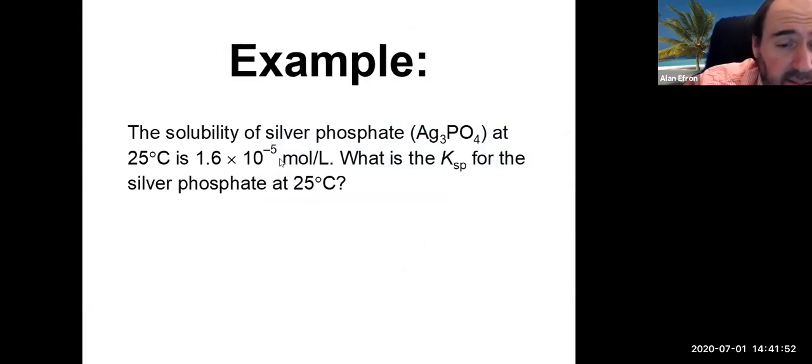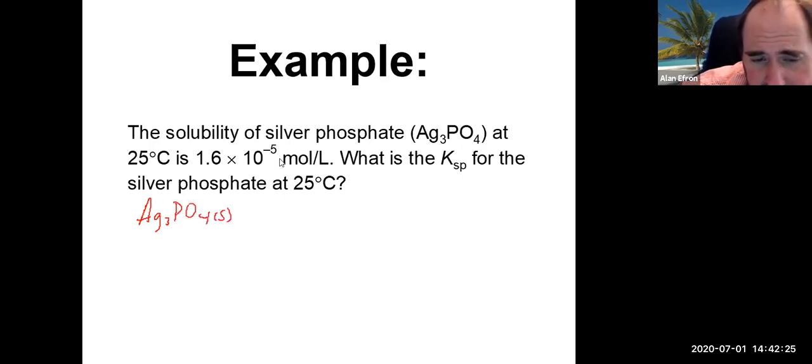So let's take a look at this example here, and we're going to talk about how you could do it. I'm going to show you two ways to do it, and show you that you don't necessarily have to do an ice table here, but it might be helpful for you to understand what's going on. So the first thing that you want to think about is this guy here, which is silver phosphate.